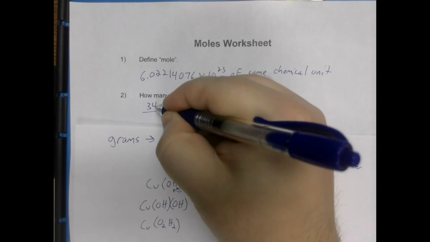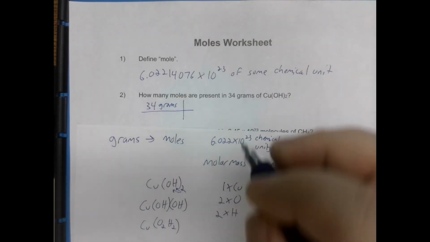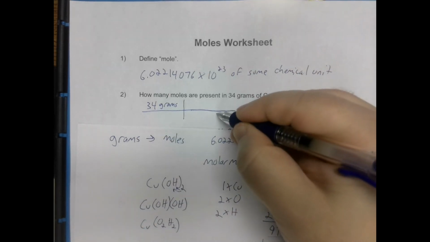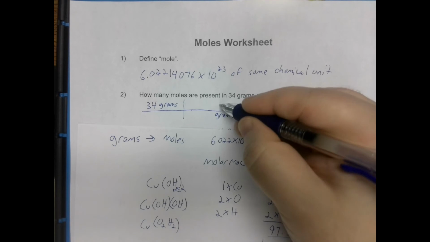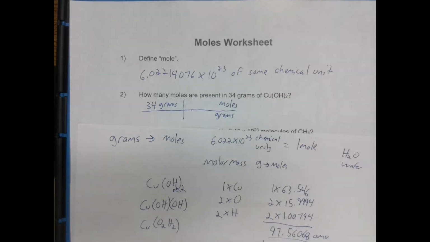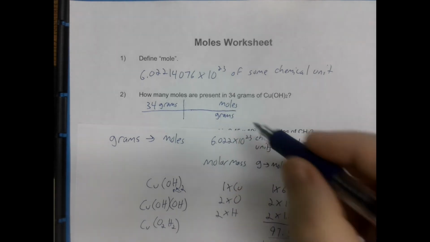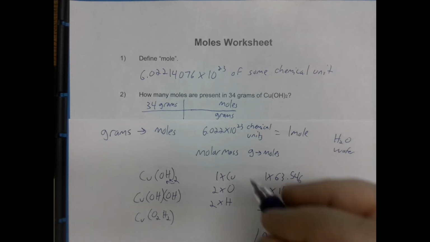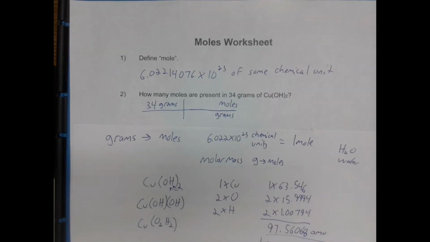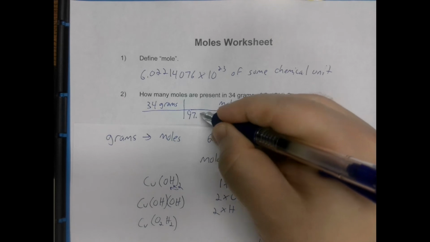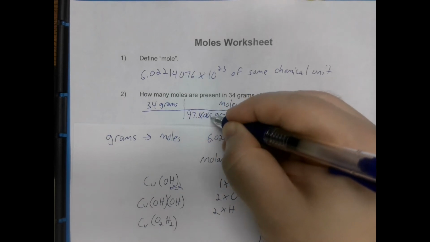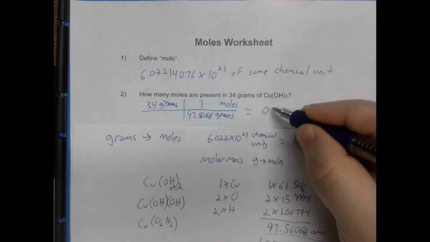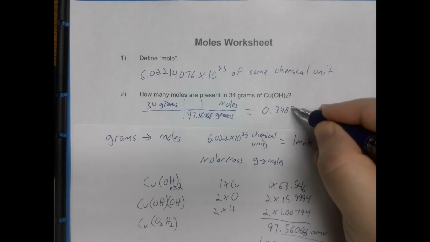So we're given 34 grams, and we need to convert grams into something else. We need to convert it into moles. So we begin by doing our grams on bottom and our moles on top. So we know that there are 97.56 grams in 1 mole. Grams cancel each other out, and we get an answer of 0.3485 mole.